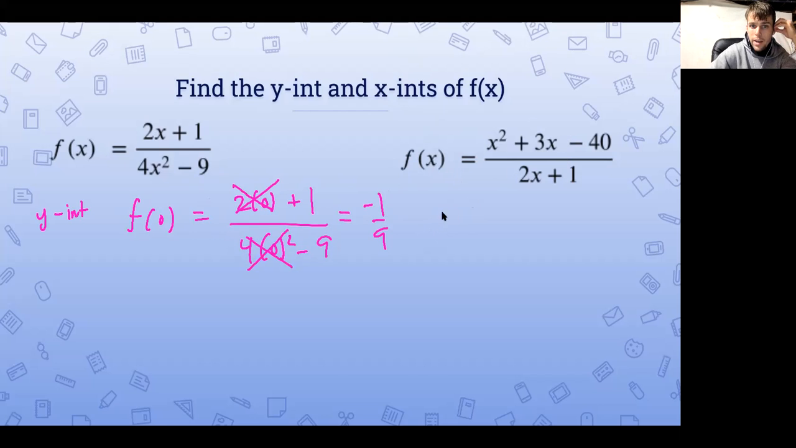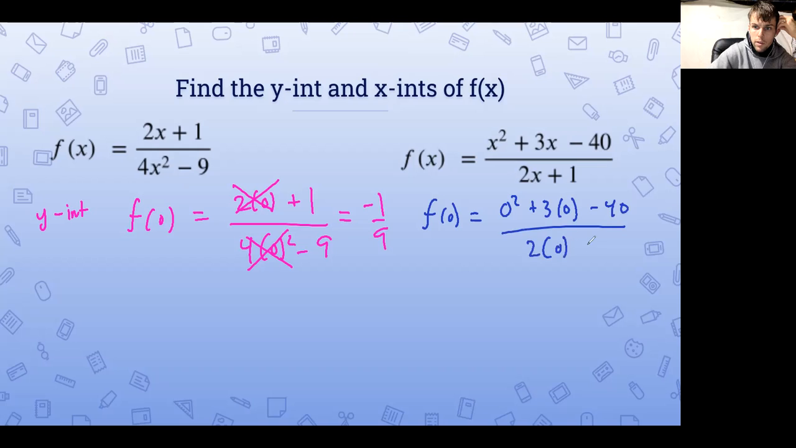Same idea over here. Let's go ahead and find our y-intercept. We'll do f of 0. It's going to be (0 squared plus 3 times 0 minus 40) over (2 times 0 plus 1). 0 squared plus 0 is 0. We're going to get -40 over 1, which is just -40. Pretty easy to evaluate f of 0. Kind of showed that really quickly.